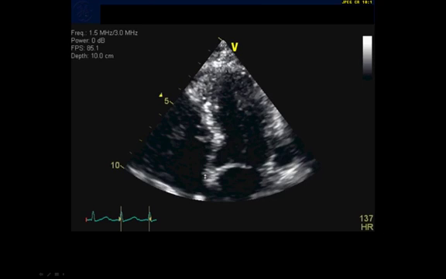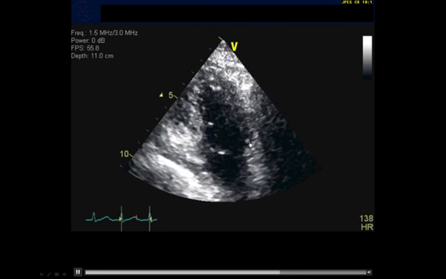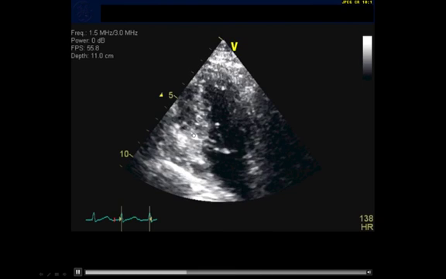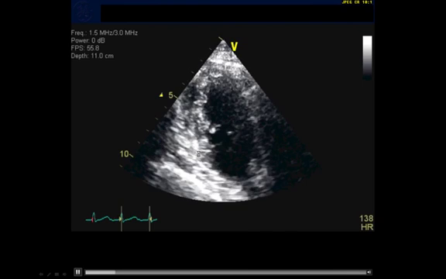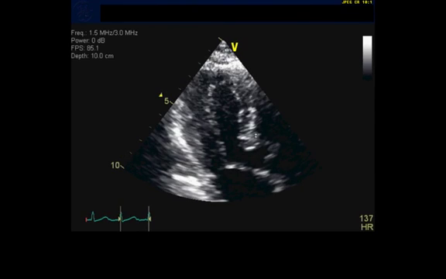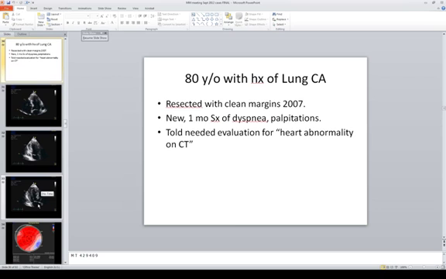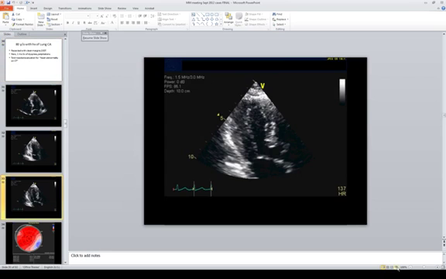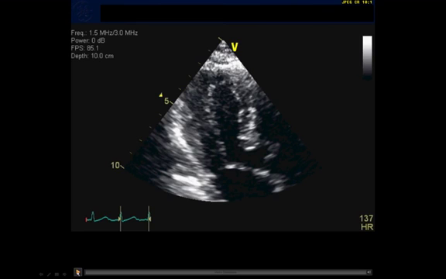I mean, I see the apex closing. Anterior wall, I see it moving. Inferior wall, I see it moving. Apical 3, anterior septum. This is not playing. Well, that was not playing, but trust me, everything was moving.